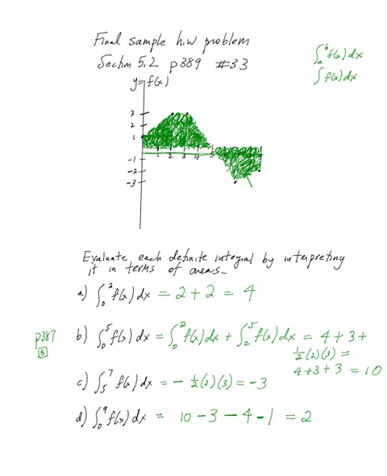So here's a final sample homework problem. You have one of these in WebAssign. And this is page 389, number 33, section 5.2. This illustrates what happens when a function on our interval of interest drops below the x-axis, and what that means for the value of the definite integral.